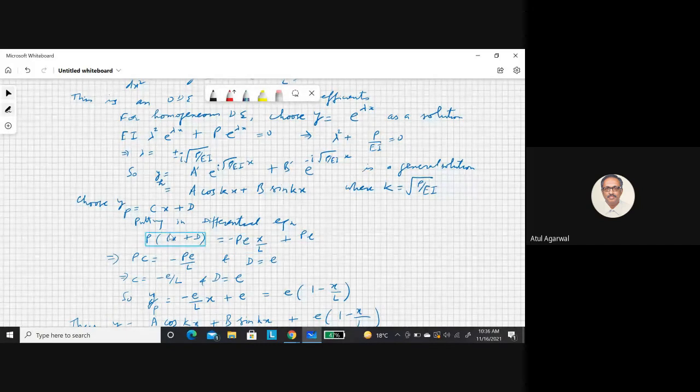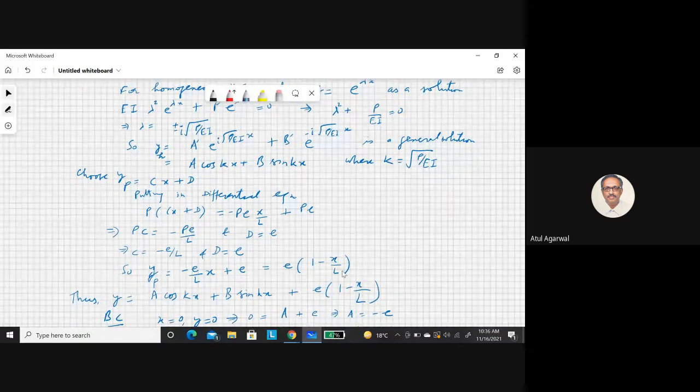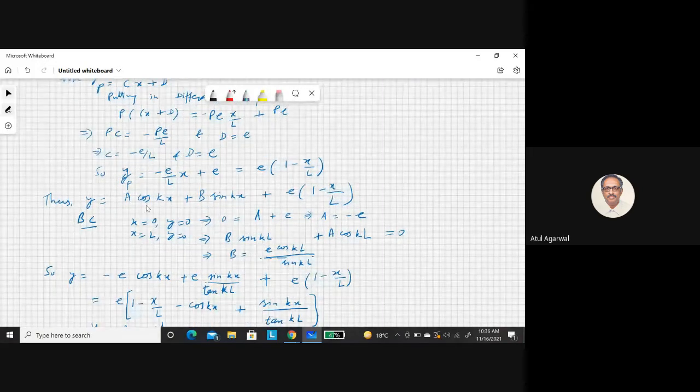So you see, you are equating the coefficient of the linear term with the coefficient of the linear term on the left hand side, and constants with constants. So this is what you get. So you get a particular solution like this. So your general solution becomes y is equal to this plus this particular solution. Now you have to still find constants A and B. So you use your boundary conditions: at x equal to 0, y is 0, at x equal to L, y is equal to 0. So you put them and you will be able to find your A and B.